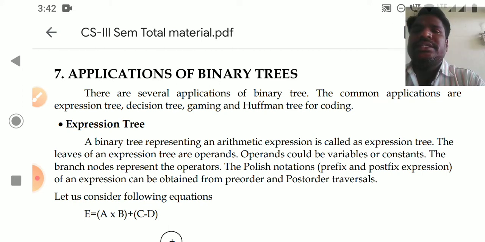Subject Computer Science, paper Data Structures using C++, third unit. Today's topic: Applications of Binary Trees.